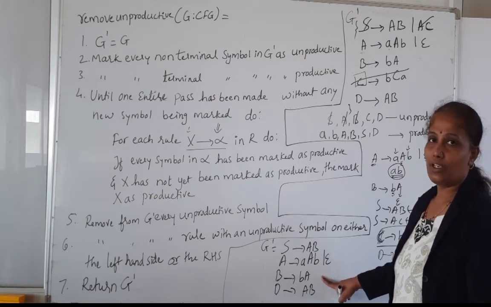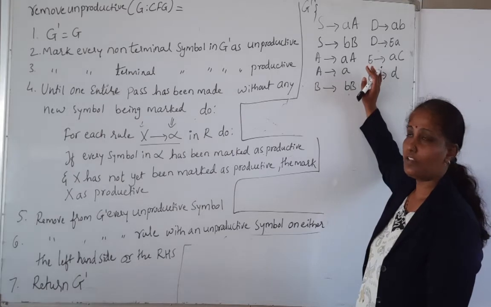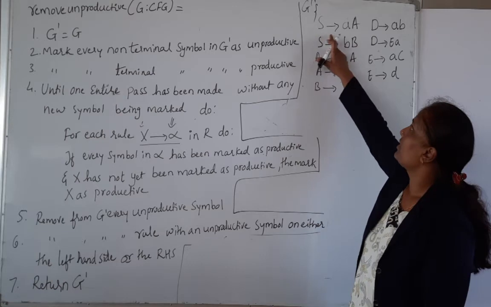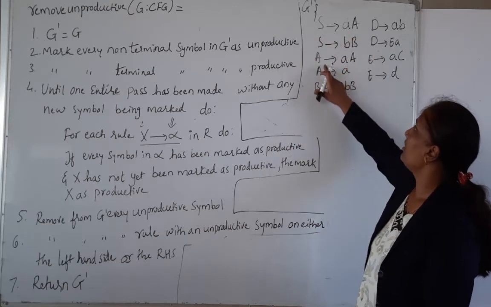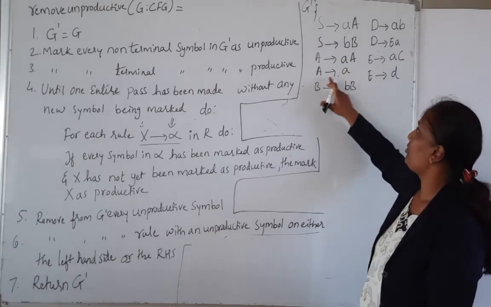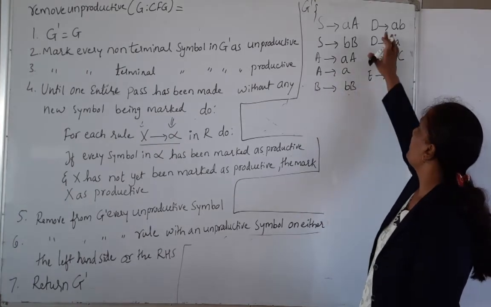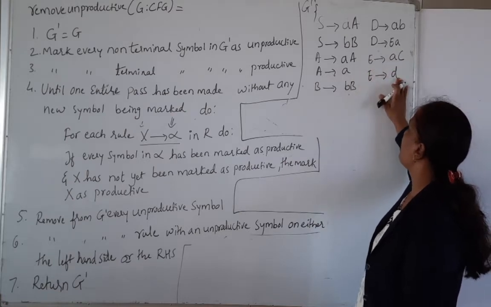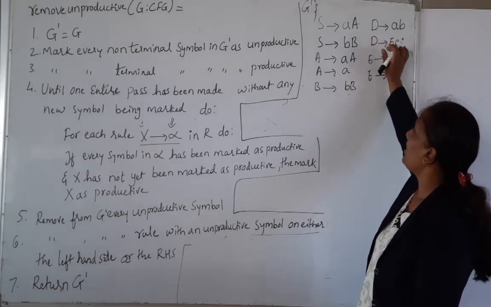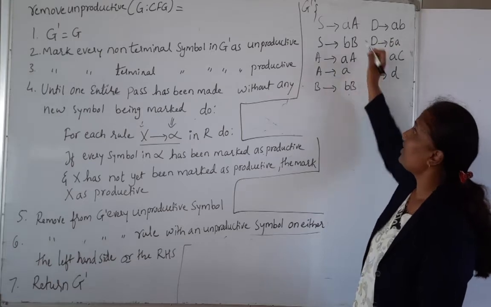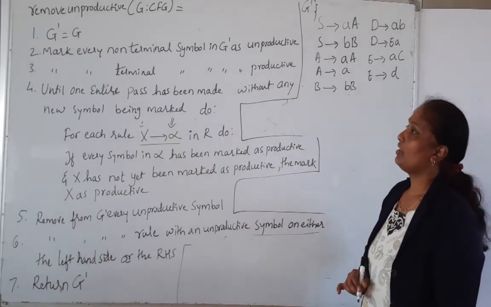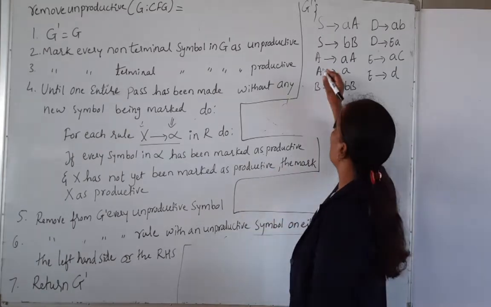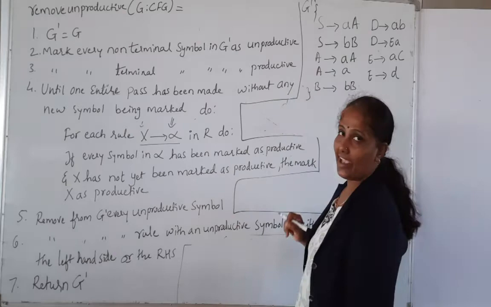We will take one more example on this. Consider another example for this. Here the given grammar is S produces AA, S produces BB, A produces a, A produces AA, B produces b, B produces BB, D produces AB, D produces EA, E produces AC, and E produces D. E has 2 productions, D has 2 productions, A has 2 productions, and S has 2 productions here. So according to the algorithm, the first step is this is my G dash.